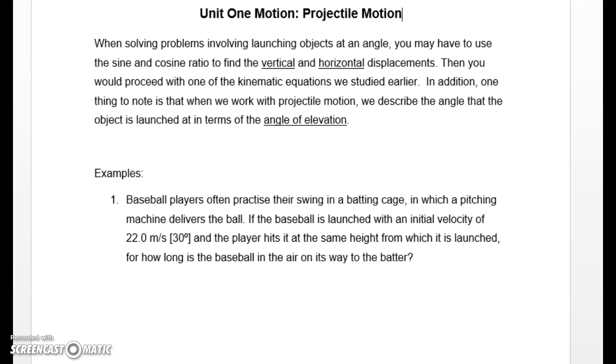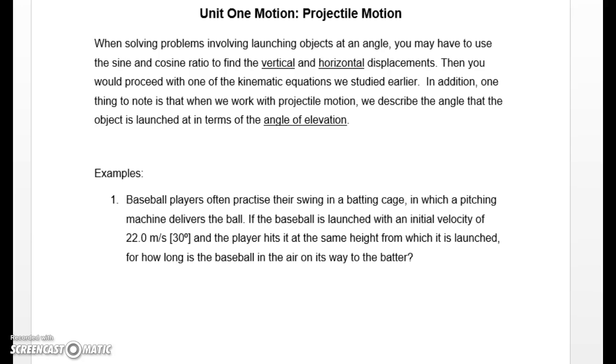So when we're solving problems that involve launching an object at an angle, we might have to use our sine and cosine ratios to find our vertical and horizontal displacements. So what we do then is that we proceed with one of our kinematic equations that we had studied earlier.